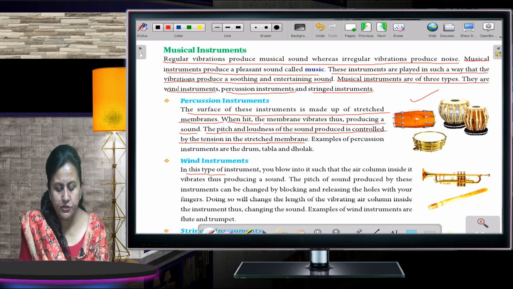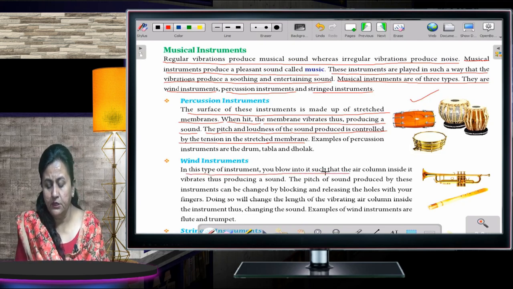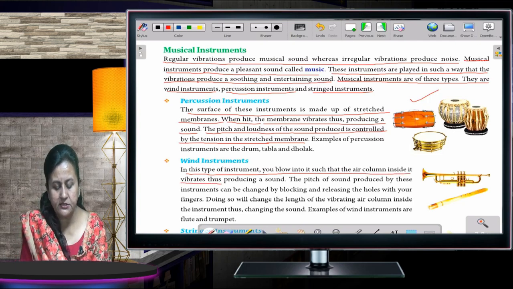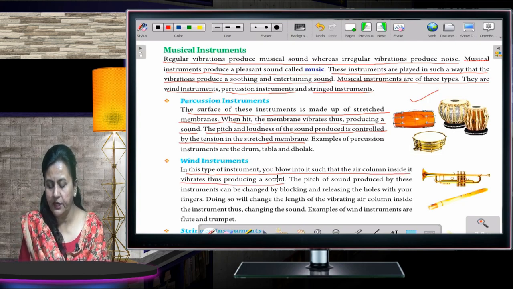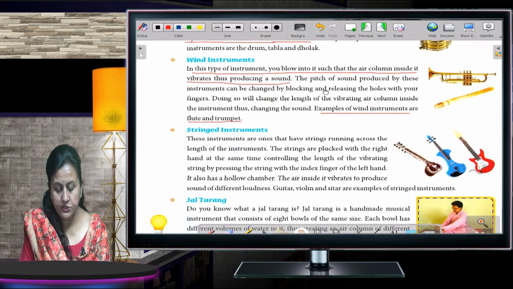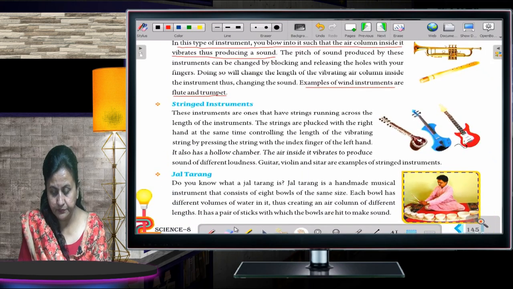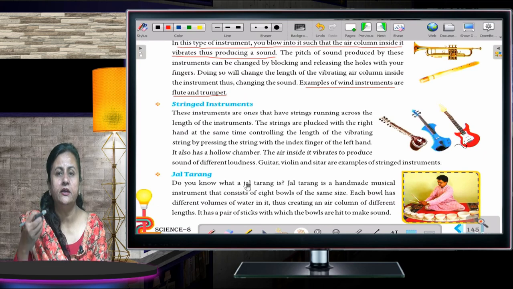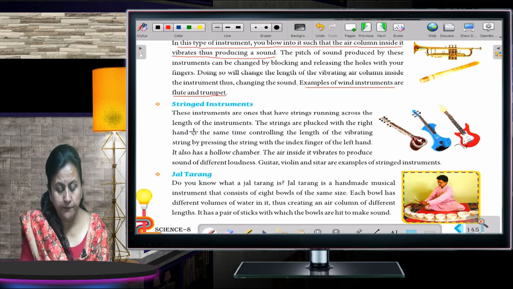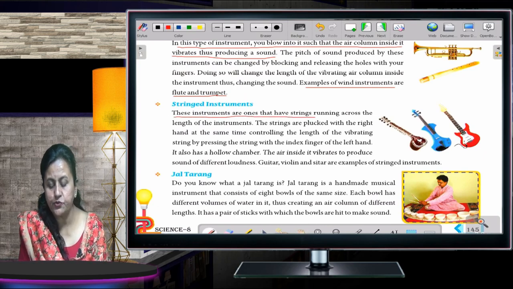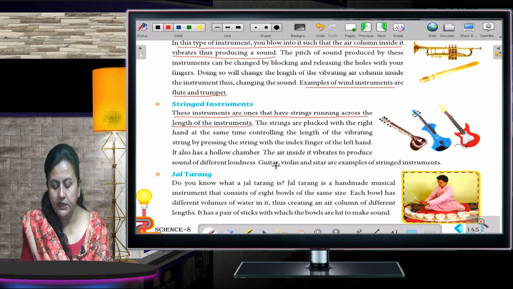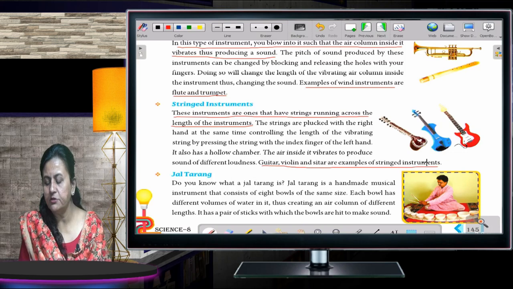In this type of instrument, you blow into it such that the air column inside it vibrates, producing a sound. Examples of wind instruments are the flute and trumpet. Now, stringed instruments. What is a string? It's a wire. These instruments have strings running across the length of the instrument, and the guitar, violin and sitar are examples of string instruments.